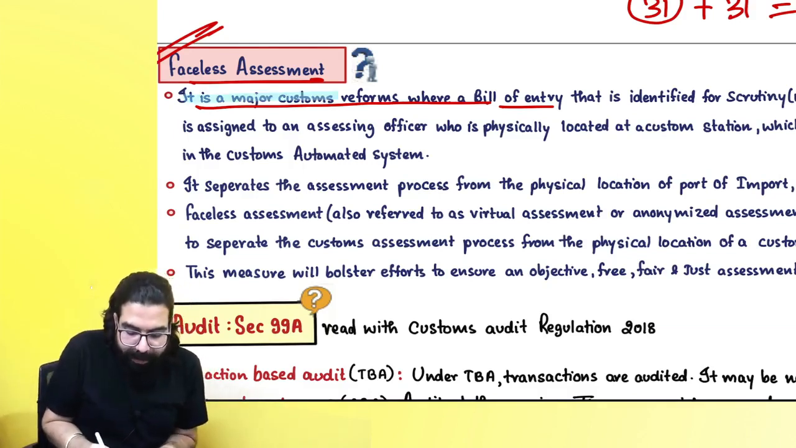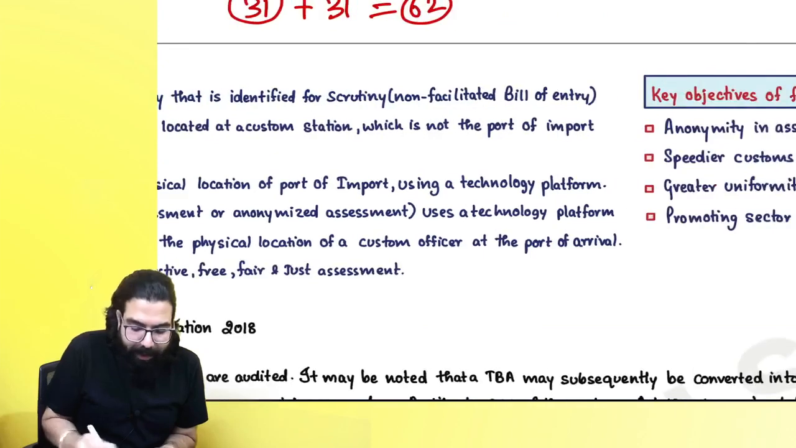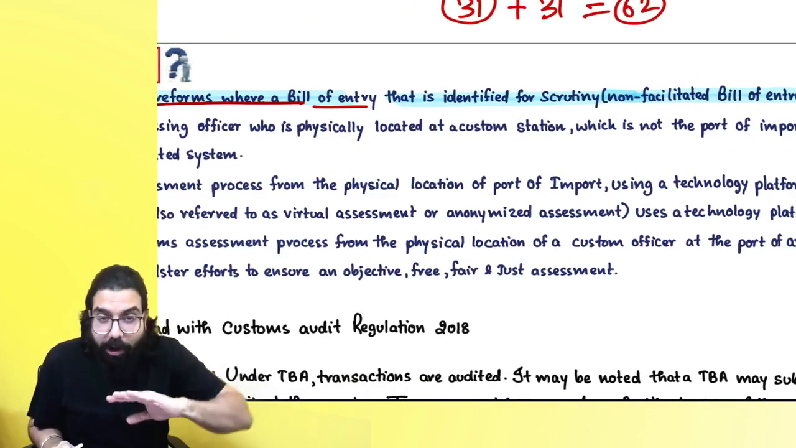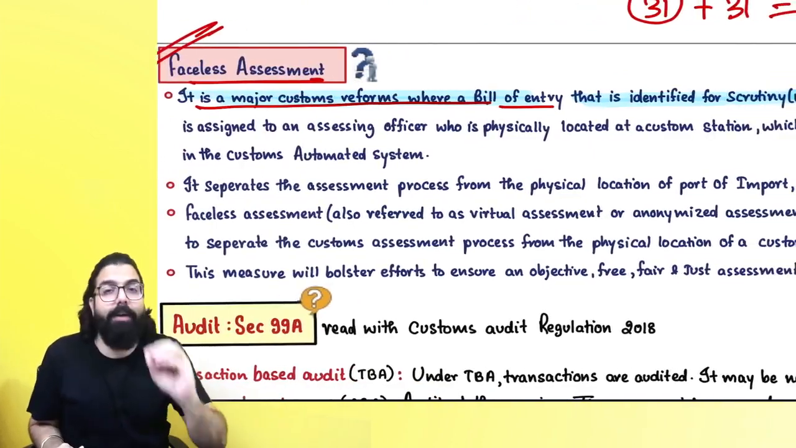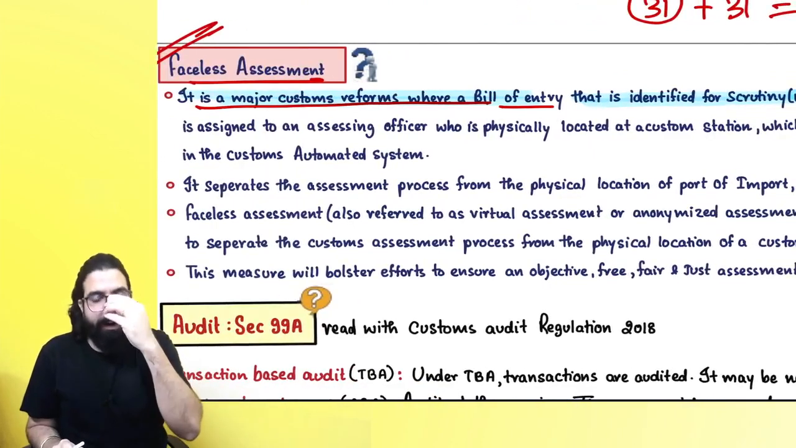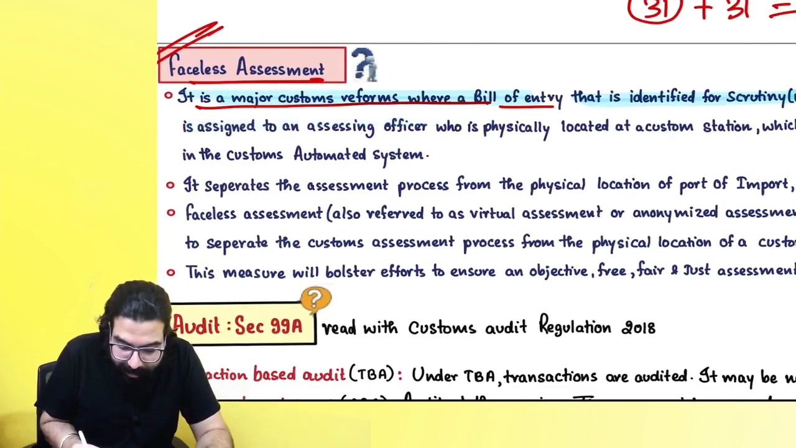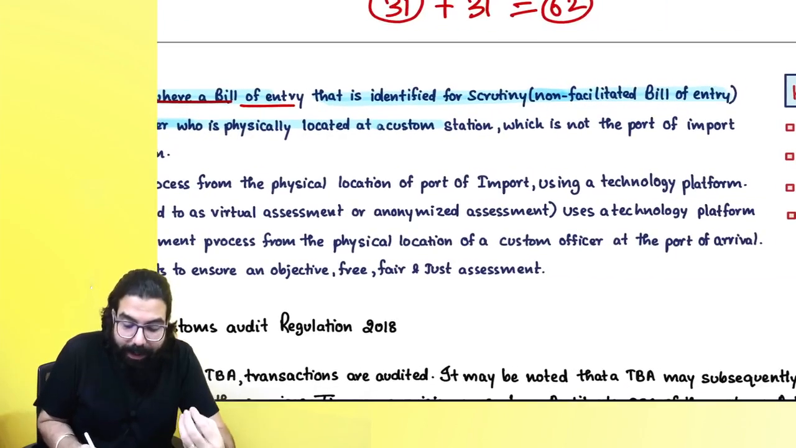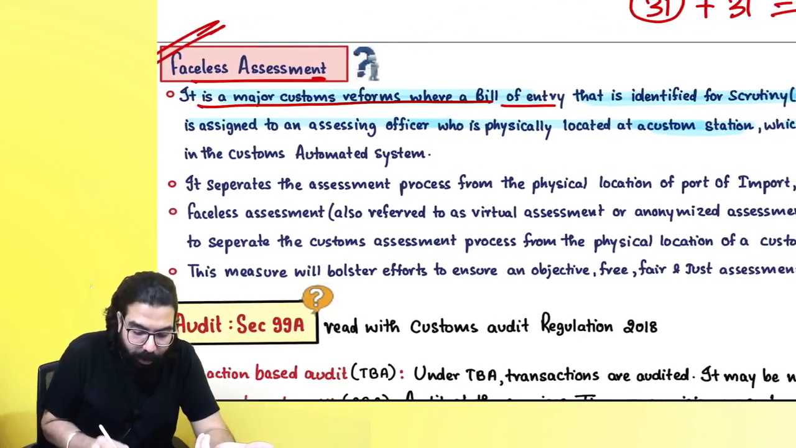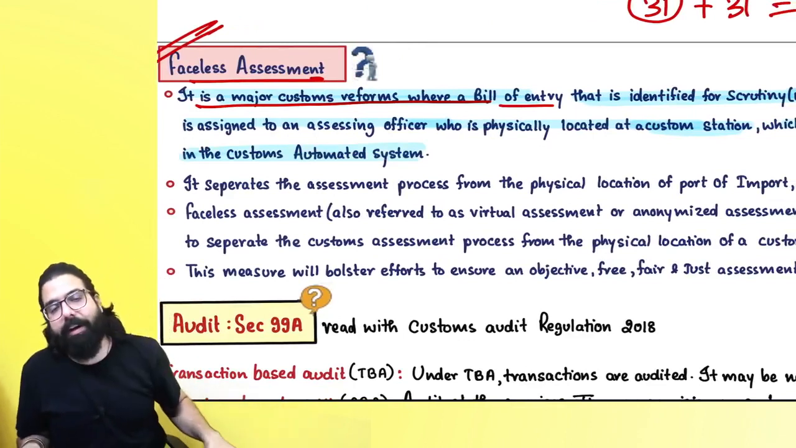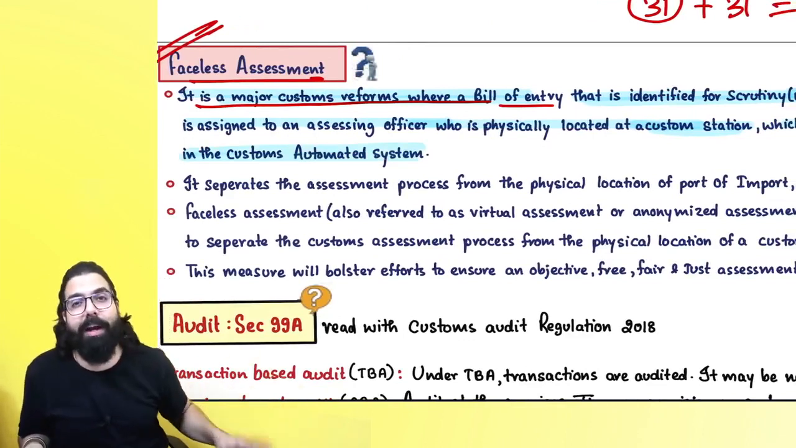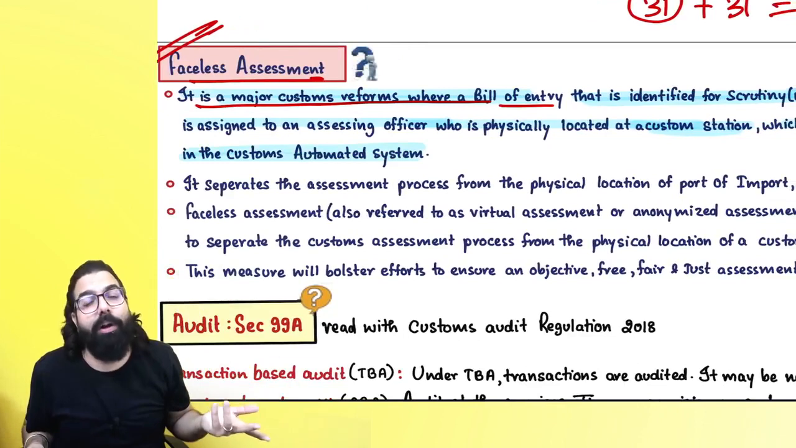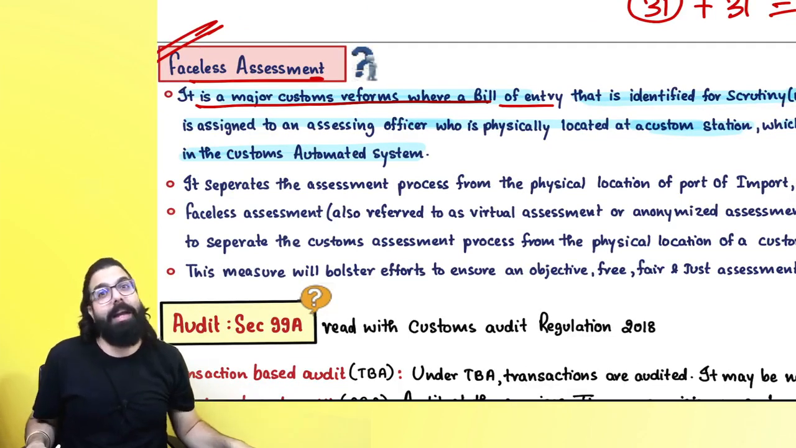Where a bill of entry that is identified for scrutiny, that is a non-facilitated bill of entry which was not cleared automatically, basically whose assessment has to be done, is assigned to an assessing officer that is physically located at a custom station which is not the port of importation in the custom automated system. Means I went to the Mumbai port to clear, but my officer might be sitting in Kolkata and he is going ahead and doing my assessment.